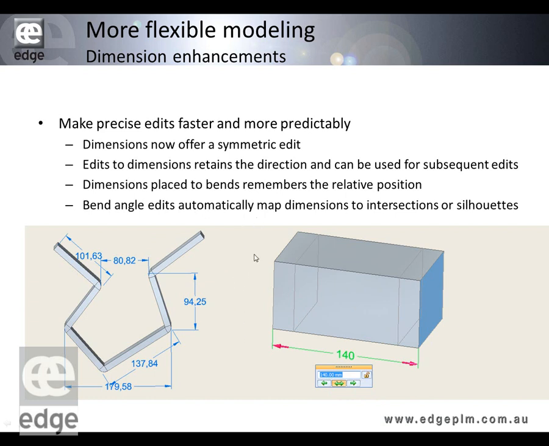In sheet metal, when we've got dimensions that are placed to bends, they remember the relative position. Bend angle edits work either to intersections or to silhouettes. You can pick that, which is very useful.